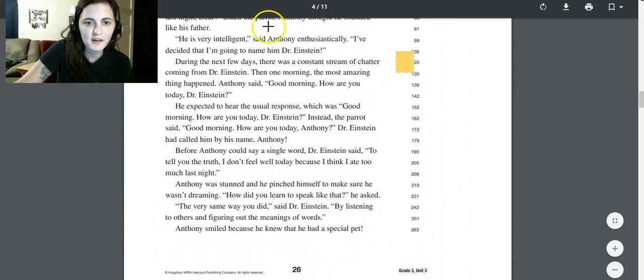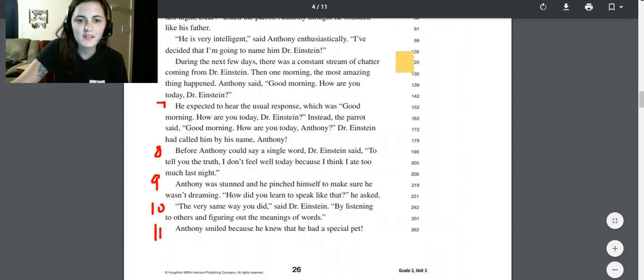And now we're on paragraph 7. Right here: 8, 9, 10, and then 11. Okay. Paragraph 7. So we're looking for the most amazing thing that happened.